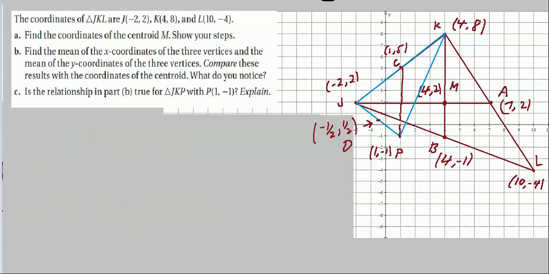For the equation of this median from here to this vertex, well, first we need the slope. Rise over run. That's 8 minus 1/2 over 4 minus 1/2, which is plus 1/2, right?